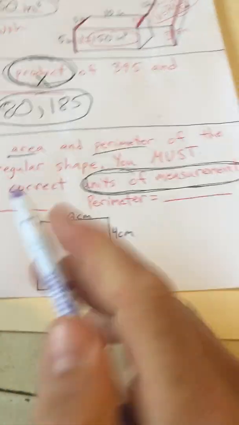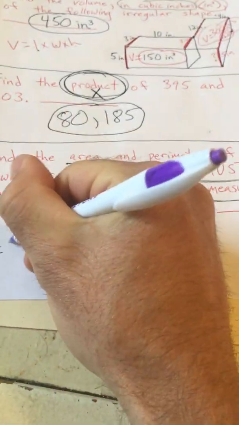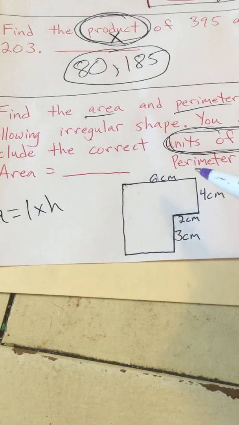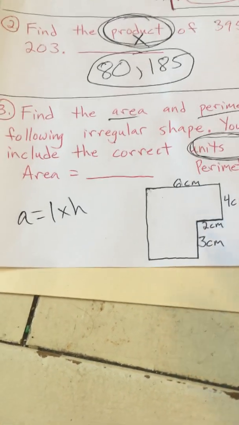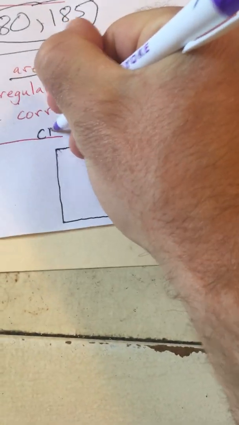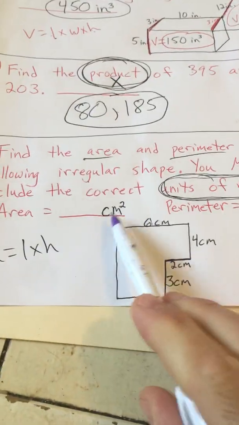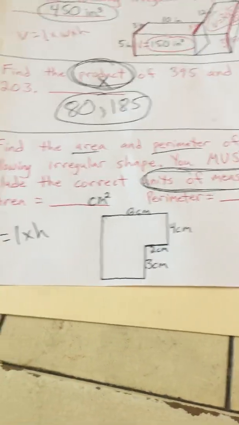So we know area is going to be length times height. So it's going to be centimeters times centimeters. So the area is going to be in the unit of measurement of centimeters squared. So before I even solve it, I'm going to put that there so I don't forget.